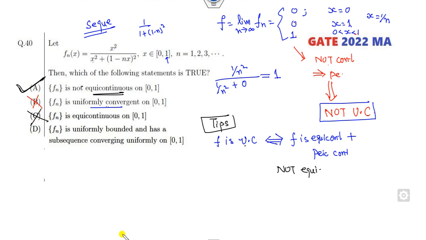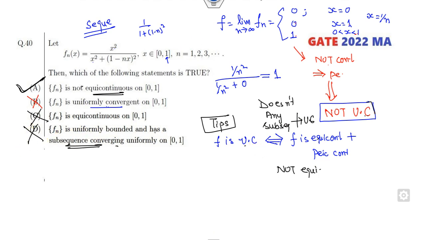This option is cancelled. Now since f is not uniform continuous, it means it does not have any subsequence which converges uniformly. It does not have any subsequence, but the last option said it has a subsequence that converges uniformly. That's not a right answer. So it means this option is also cancelled out.